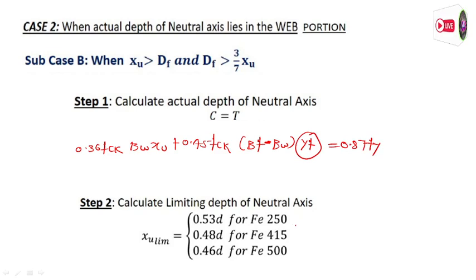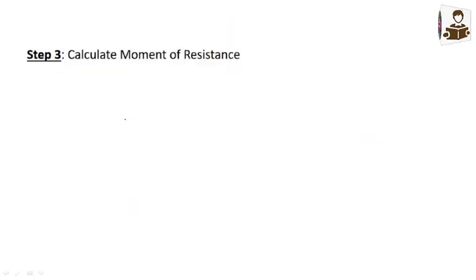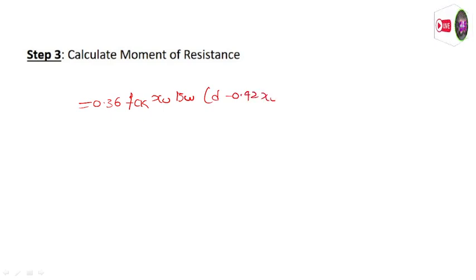Next, calculate the limiting depth of neutral axis using this formula. And the third step is calculating the moment of resistance. The other formula is the same, but only the Df changes; in place of Df you have to put yf. This is a very important one. So d minus 0.42 xu, and 0.45 fck (bf minus bw).